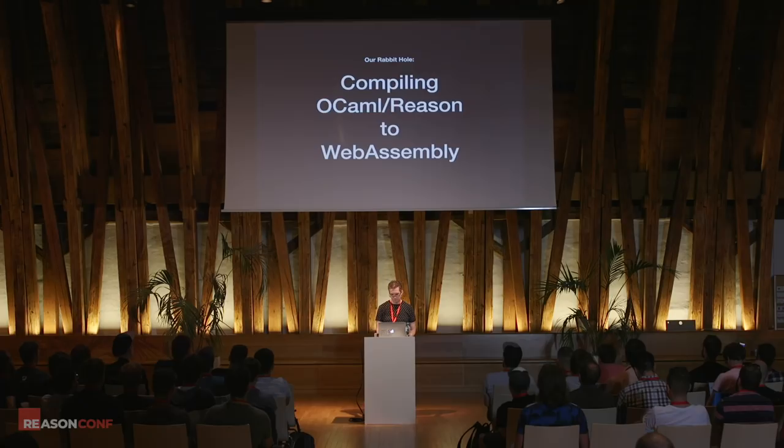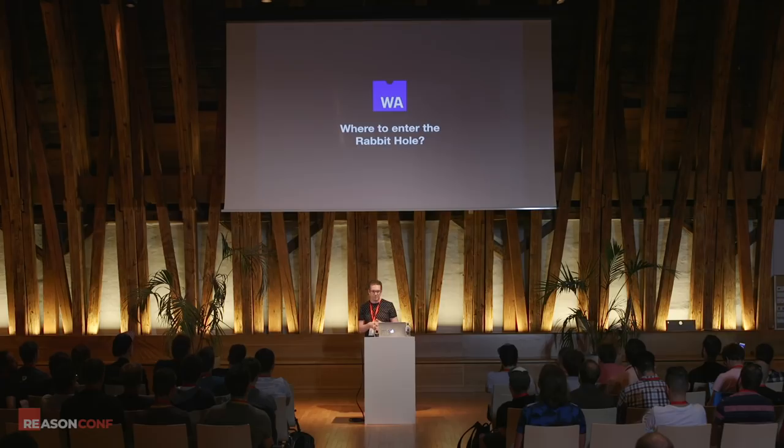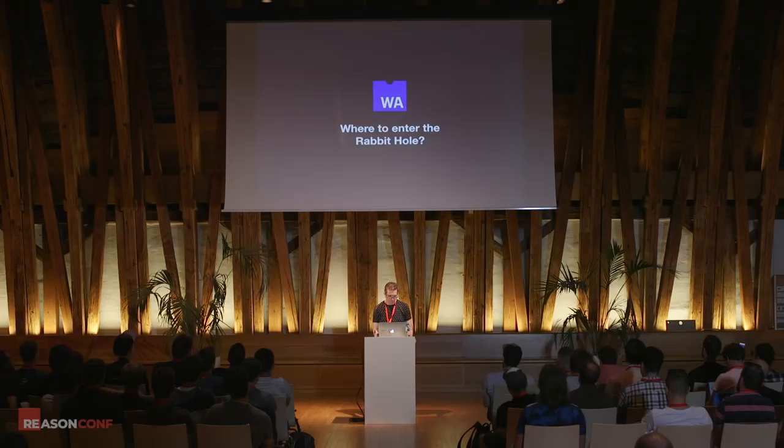So the first question for our rabbit hole is, where are we going to enter this rabbit hole? Or where are we going to change the OCaml compiler? So first, we need to understand how it works. I'm saying OCaml compiler here. We are quite familiar with BuckleScript. BuckleScript is a fork of the OCaml compiler. So most times when I mention OCaml here, BuckleScript is using the same thing. It works the same. So first, we need to understand how the compiler works.